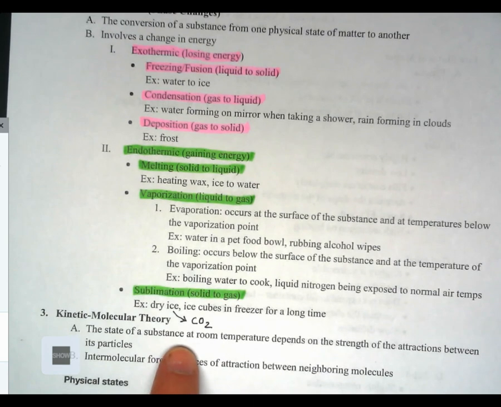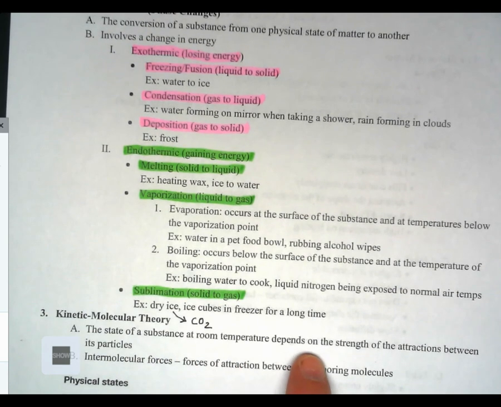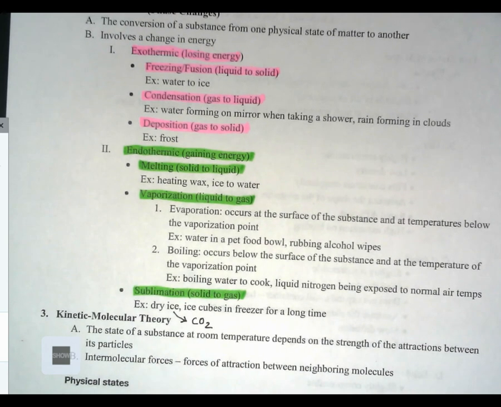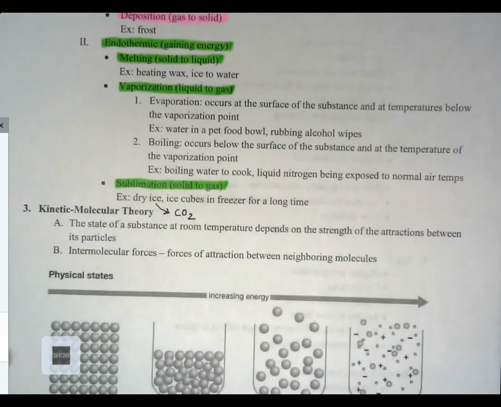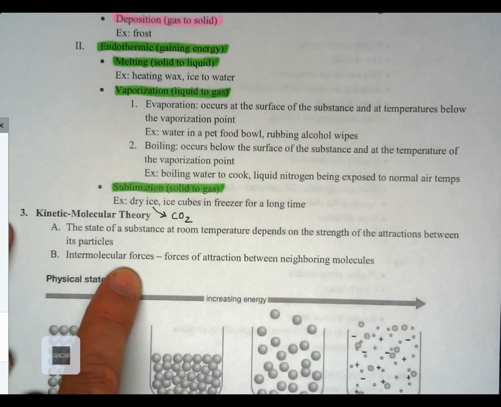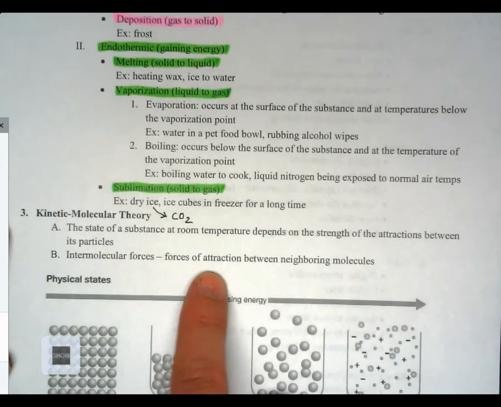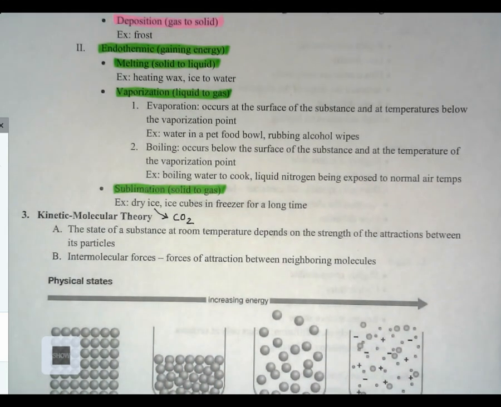The state of a substance at room temperature depends on the strength of the attraction between the particles, between the molecules. So molecules have what are called intermolecular forces, forces of attraction between neighboring molecules that are close to each other. Attractive forces means it's kind of pulling them together.